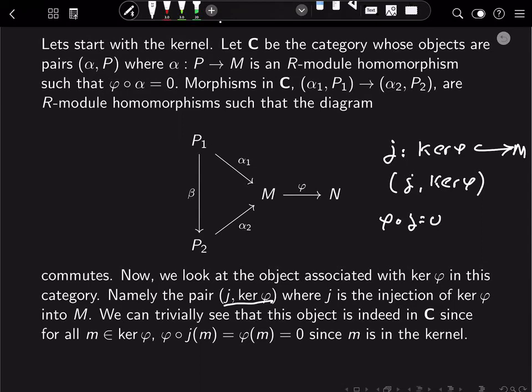So if we have some element A in the kernel of phi, then J of A is the injection, so it just sends A to itself. So that's going to be phi of A, and since A is in the kernel of phi, that means this is going to be 0. So we see that phi composed with J is the trivial morphism. So this is indeed a member of our category.